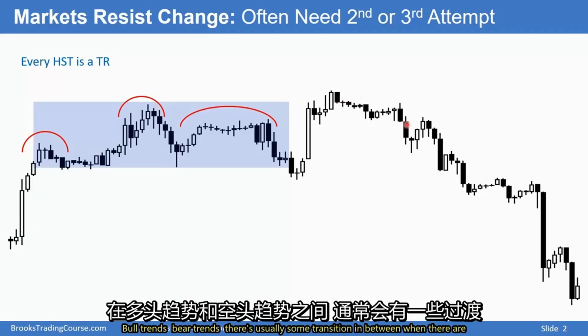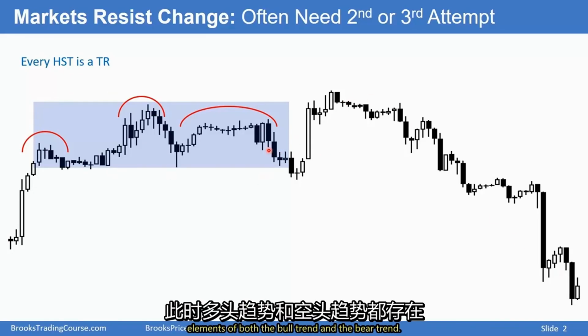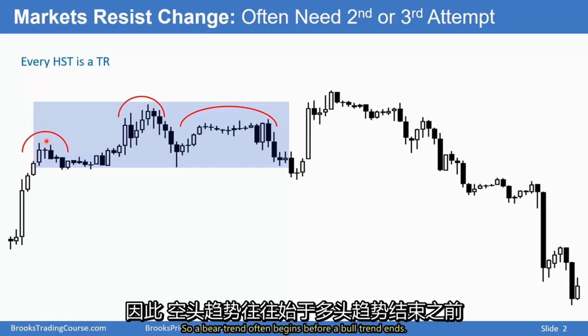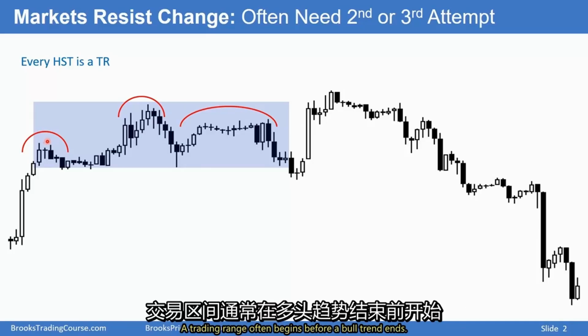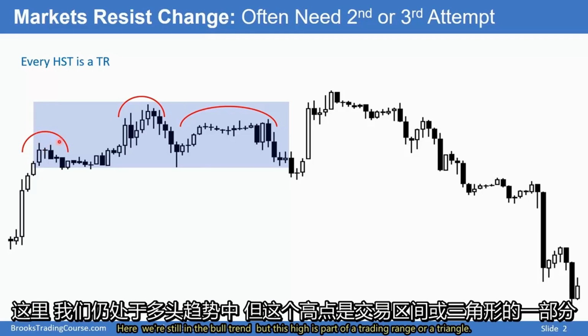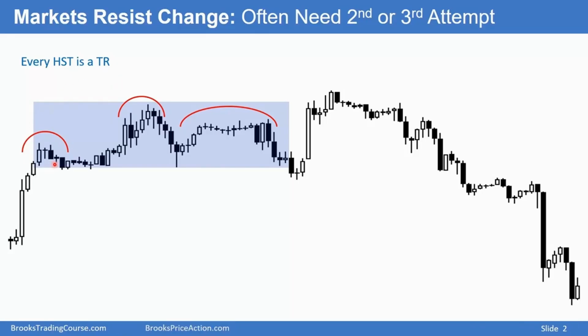Bull trends, bear trends, there's usually some transition in between when there are elements of both the bull trend and the bear trend. So a bear trend often begins before a bull trend ends. A trading range often begins before a bull trend ends. Here, we're still in the bull trend, but this high is part of a trading range or a triangle.